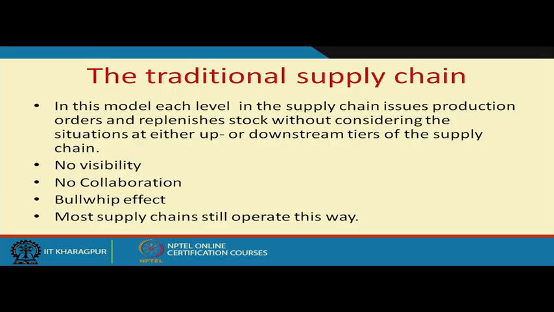Either you will end up keeping a huge amount of stock which you cannot really push into the market, or you will not be able to meet your service level because of high variability. So, this effect I have already told you, this is called bullwhip effect. Now, most of the supply chains where people have not put explicit effort for integration still continue operating in this manner.